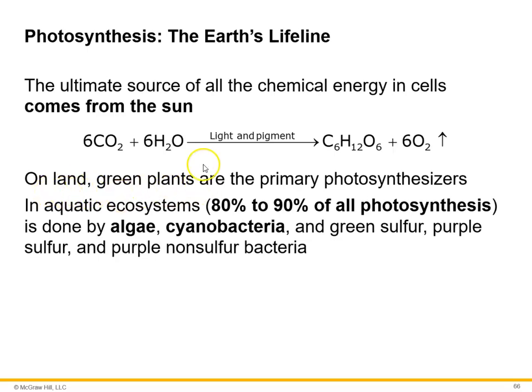Now, on land, we tend to think of plants as being the primary photosynthesizers, which they are. But in aquatic ecosystems, the photosynthesizers are going to be algae, cyanobacteria, and then some sulfur-producing and non-sulfur-producing bacteria. And realize that the aquatic ecosystem organisms are going to account for 80 to 90% of all photosynthesis that occurs on Earth. So while green plants are the primary photosynthesizers on land, the main photosynthesizers in general are your aquatic guys.